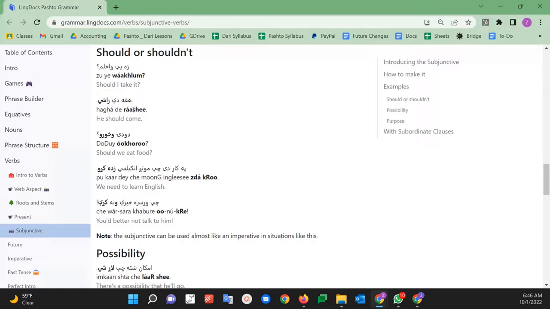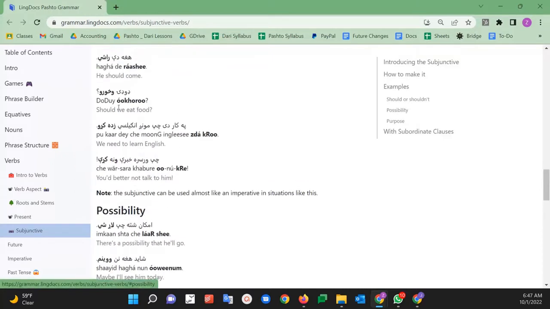Okay, harade rashi. He should come. So this is razi, if you've learned that, he is coming. The subjunctive form is rashi. So it is a little irregular. You don't just add a u.